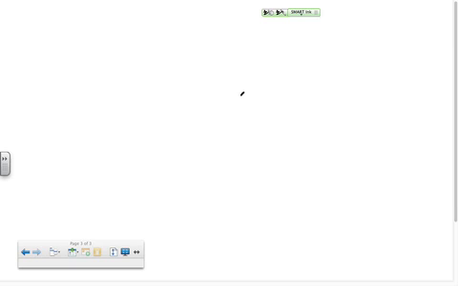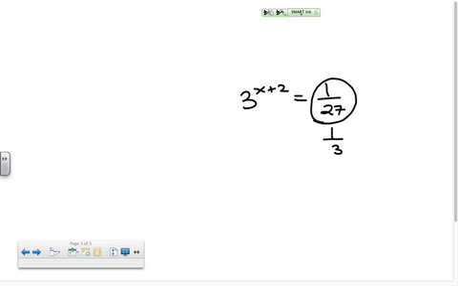So this one's a little more complicated, but not too much. 3 to the x plus 2 equals 1 over 27. Okay? We're going to be looking for powers of 3. So I'm going to leave 3 to the x plus 2 the same, but let's manipulate this fraction. So 27 is the same thing as 3 to the 3rd, but we can't have the fraction there, so we will actually utilize negative exponents.